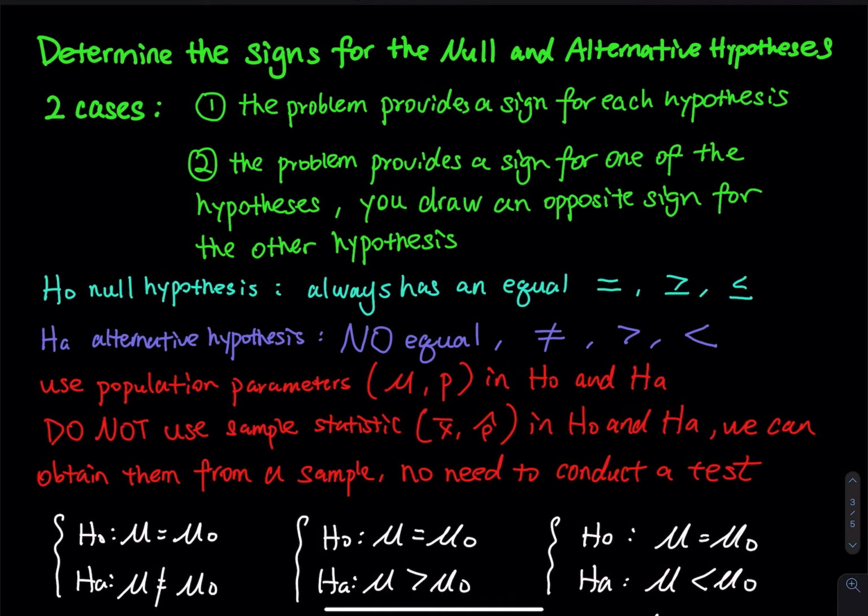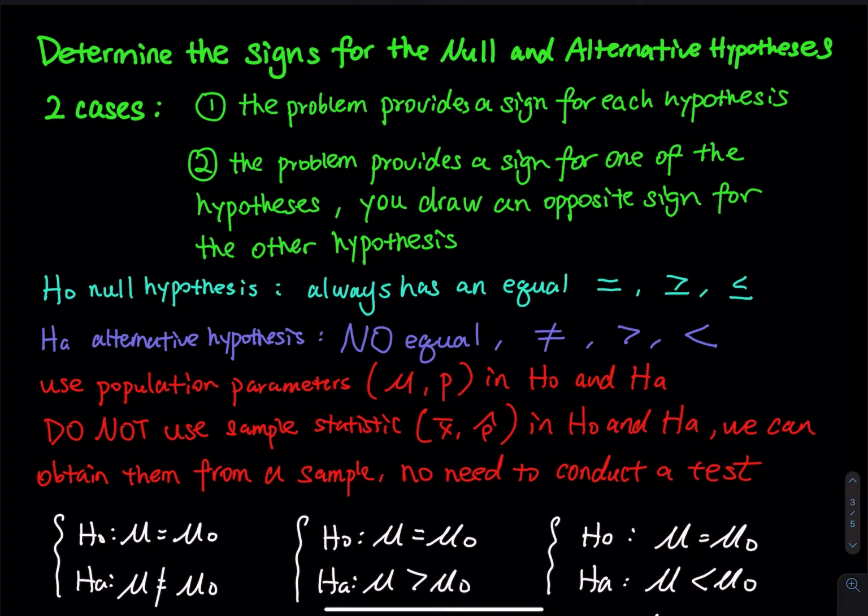How to determine the signs for the null and alternative hypotheses. There are two cases. The first case is the problem gives you a sign for H0 and the problem gives you a sign for HA. So you don't have to decide anything.